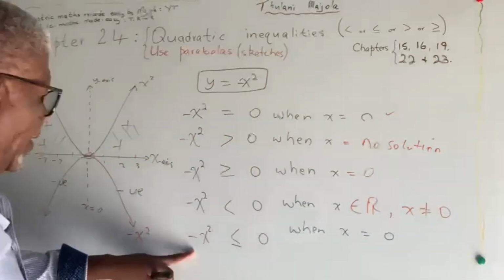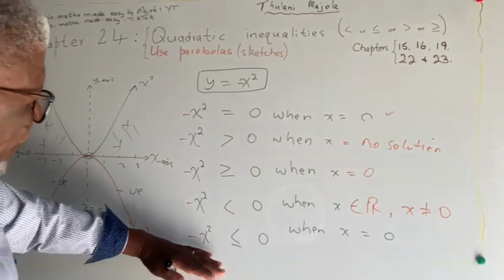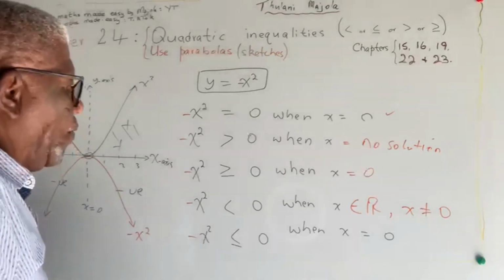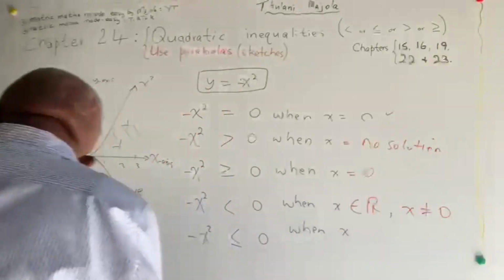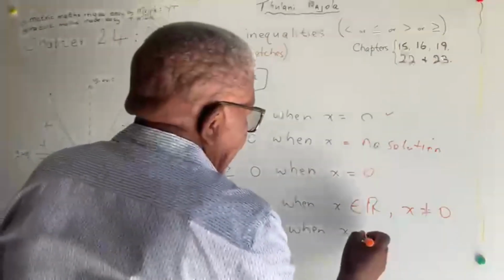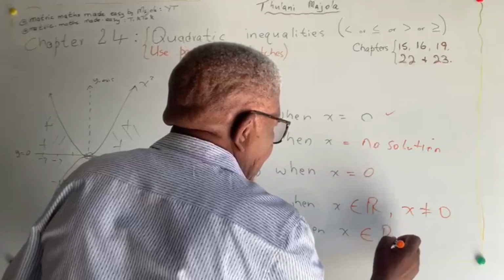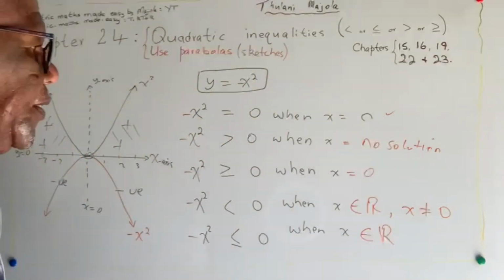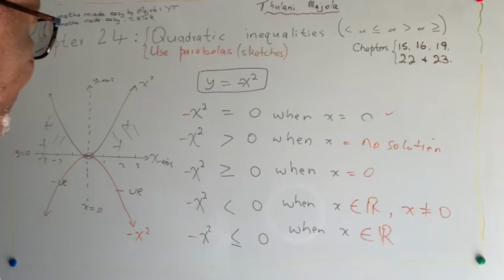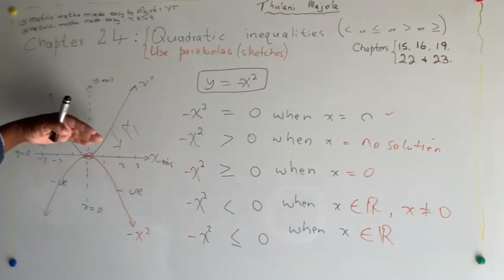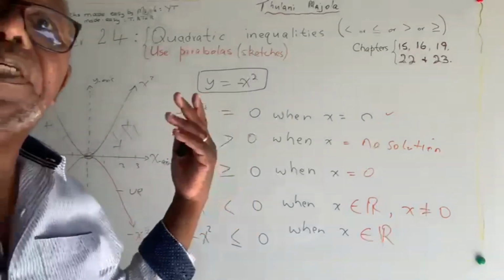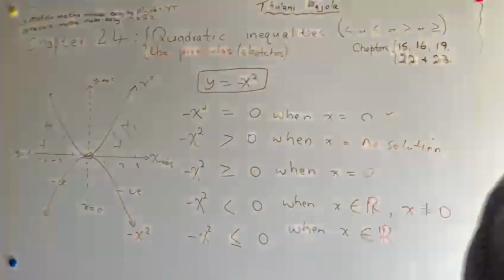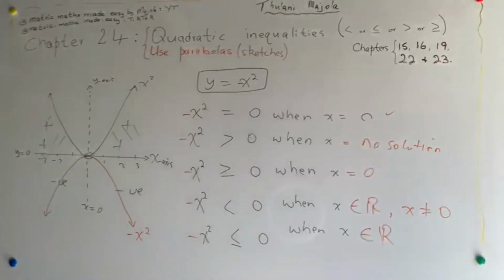And then last but not least, when will negative x squared be less than or equal to 0? So this one will be when x is an element of real numbers, including the 0. So this is how you read it. You're reading the other side of the graph. This is your answer.